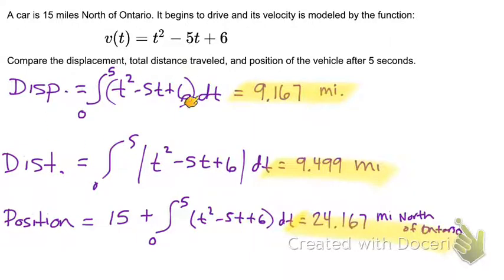Displacement is just the integral. I want to know where it started to where it ended. Distance throws the absolute value bars around there. So don't give me any negative intervals. Make everything positive so that I can figure out how far I went in total. And then position takes the displacement and just adds in where you started to figure out where you are now, essentially.